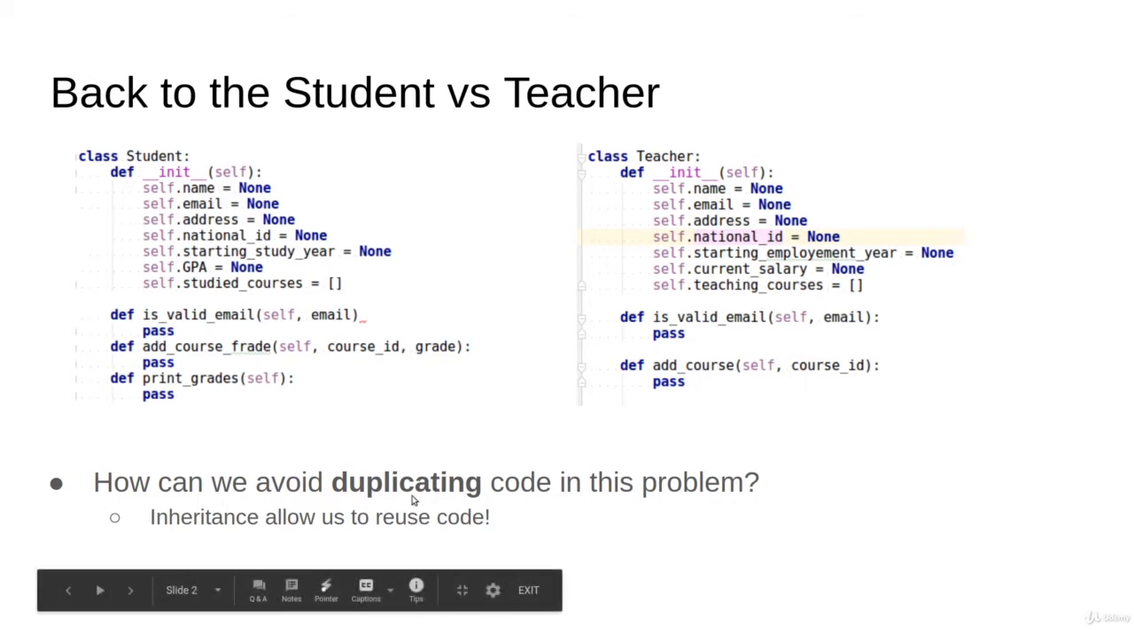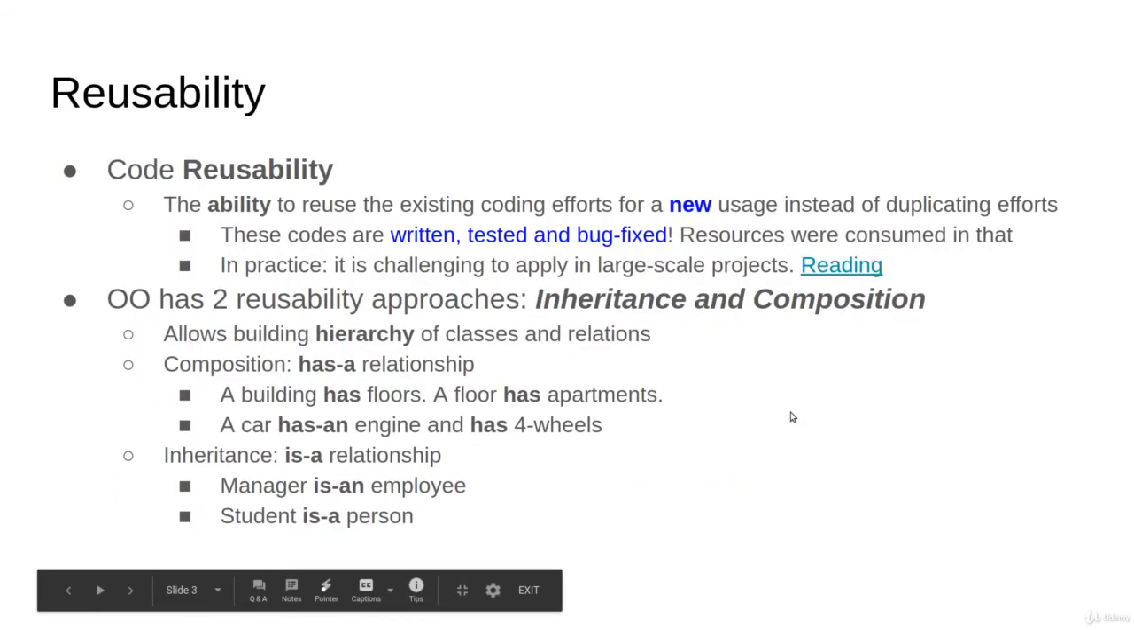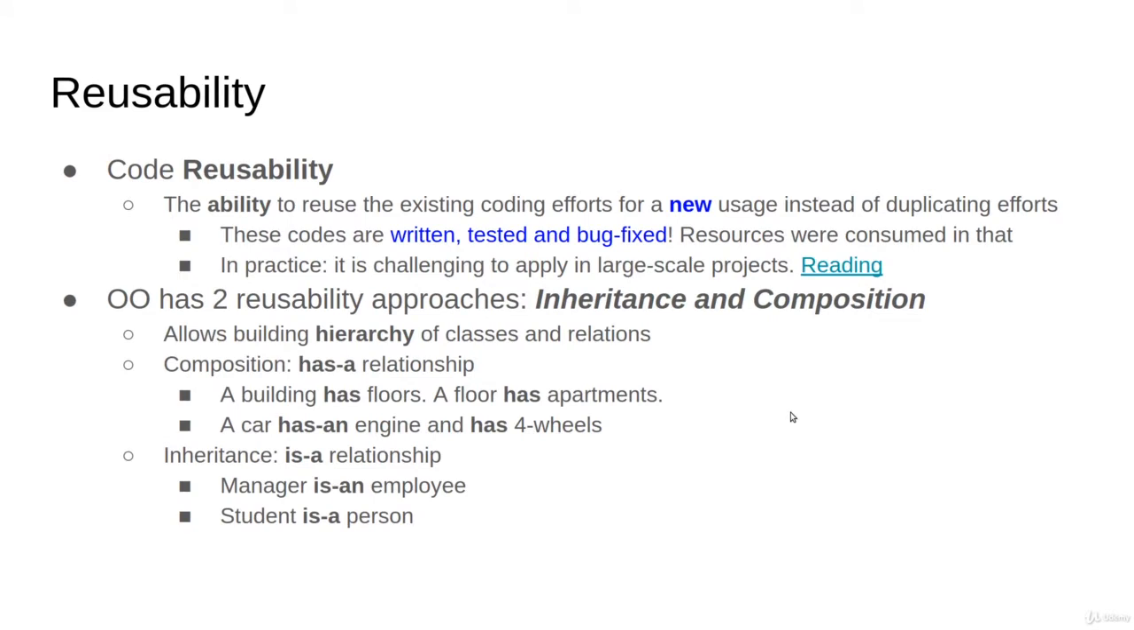And I refer to two things, inheritance and the word reuse. The word reusability is a very fundamental concept in software engineering and in object-oriented programming. The code reusability means your ability to reuse something that you already did. And this is great because it avoids you a lot of problems.